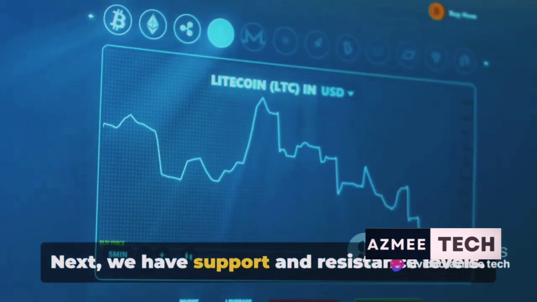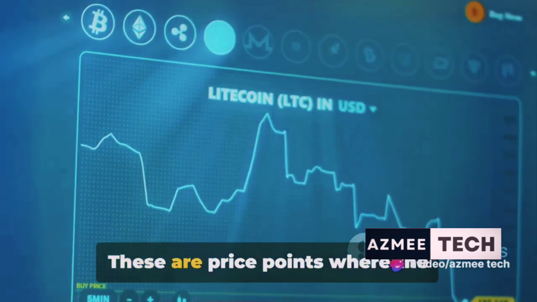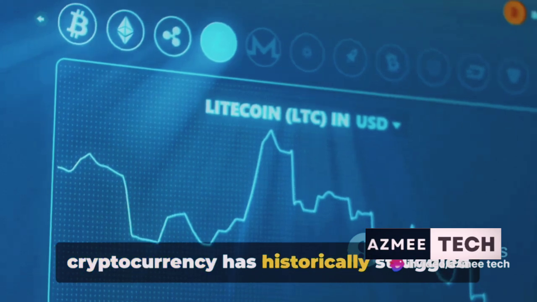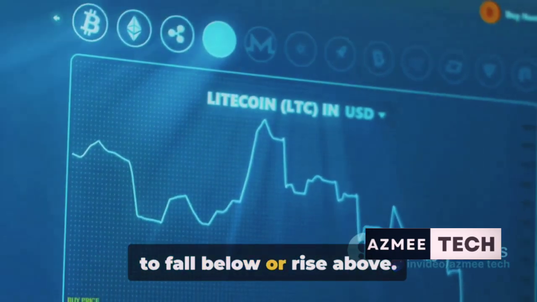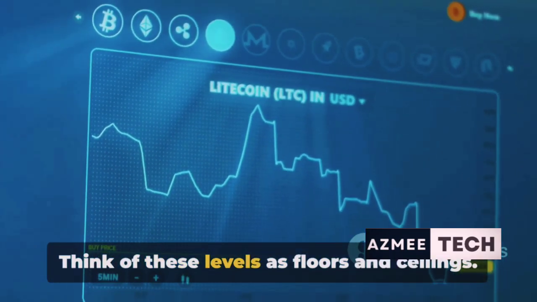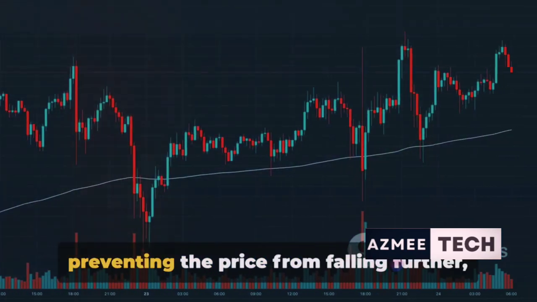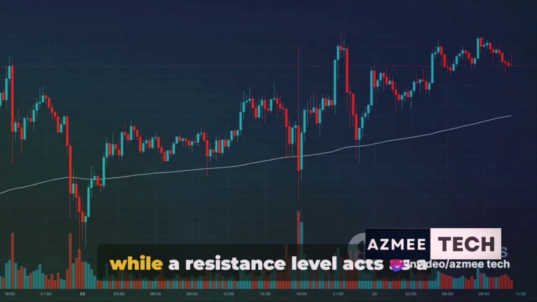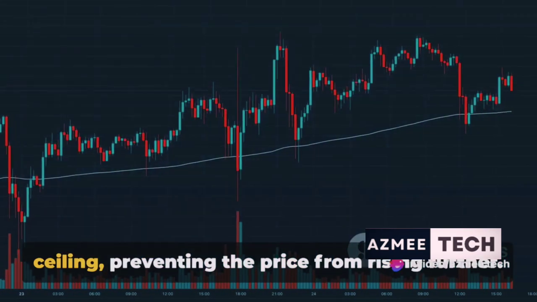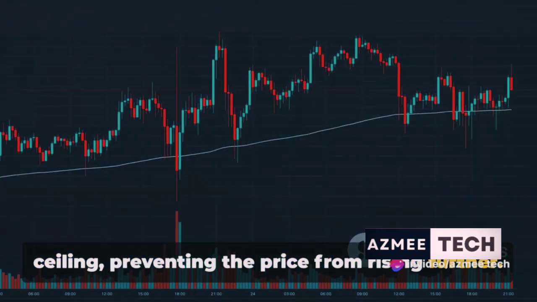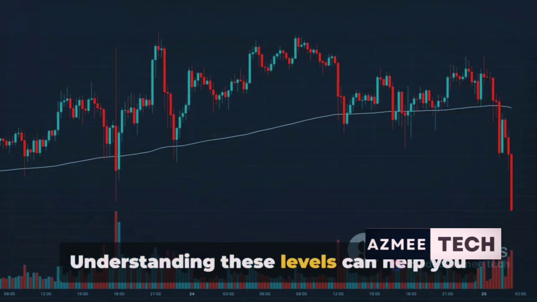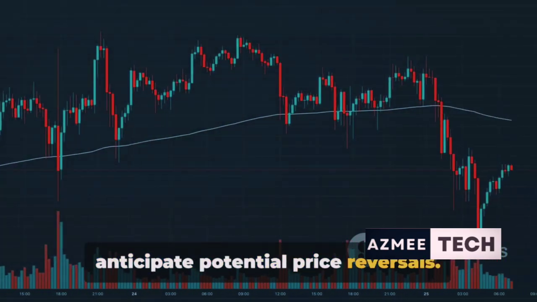Next, we have support and resistance levels. These are price points where the cryptocurrency has historically struggled to fall below or rise above. Think of these levels as floors and ceilings. A support level acts as a floor, preventing the price from falling further, while a resistance level acts as a ceiling, preventing the price from rising further. Understanding these levels can help you anticipate potential price reversals.